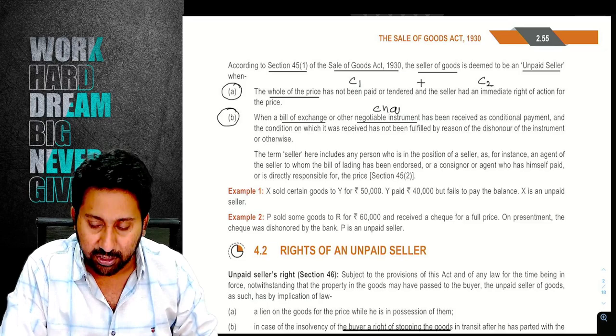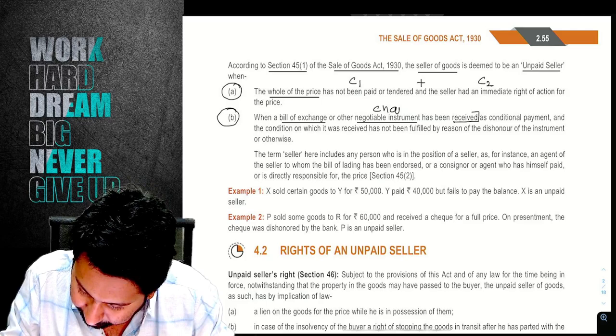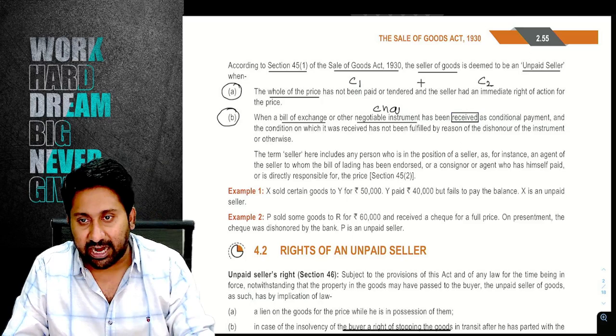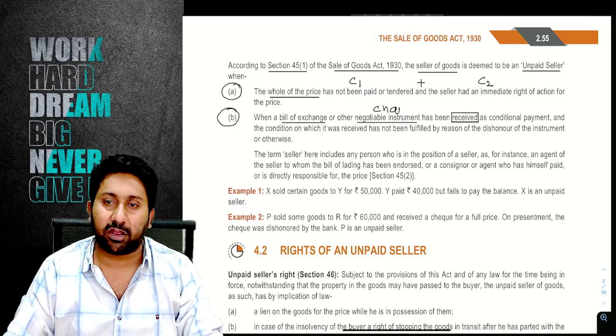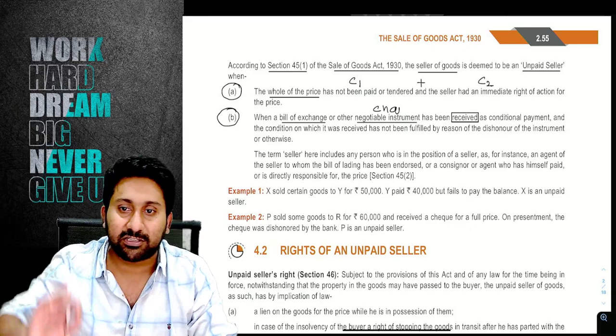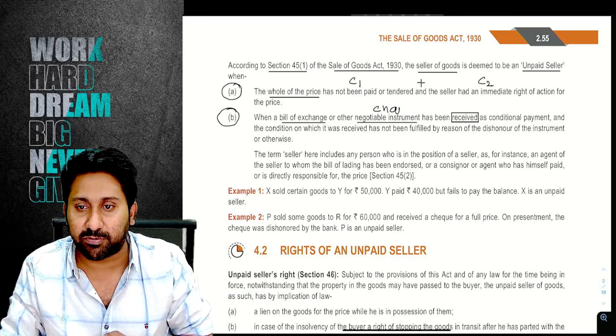So when a bill of exchange has been received as a conditional payment, and the condition on which it has been received has not been fulfilled by reason of dishonor of the instrument or otherwise, that means due to dishonor of the instrument, lacking of funds, insolvency of the party or death of the issuer of the check. Due to so many reasons under the Negotiable Instruments Act, a check may be dishonored. So the condition here which is important is the dishonor.